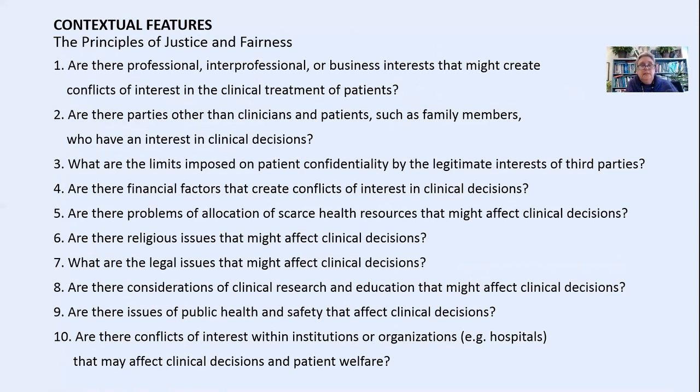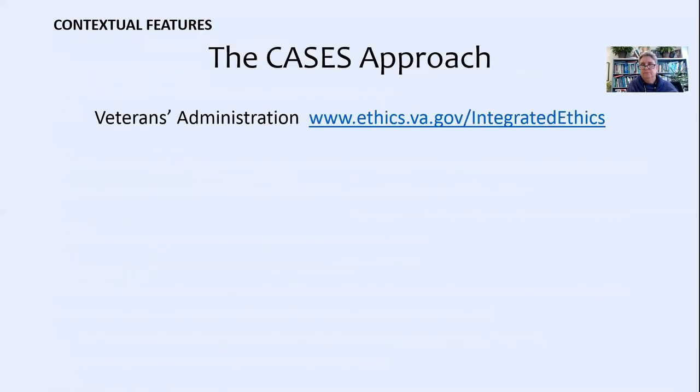These are the justice and fairness considerations about conflicts of interest, and who are the parties, what are limits imposed by patient confidentiality, financial factors, allocation factors, religious issues, legal issues, are there considerations of clinical research and education, and public health and safety considerations. Are there conflicts of interest within the institution that may affect decision-making?